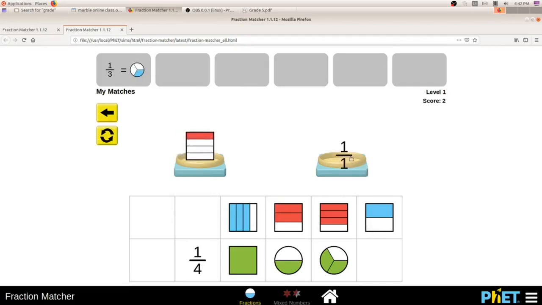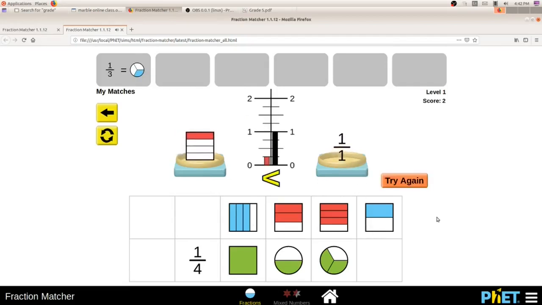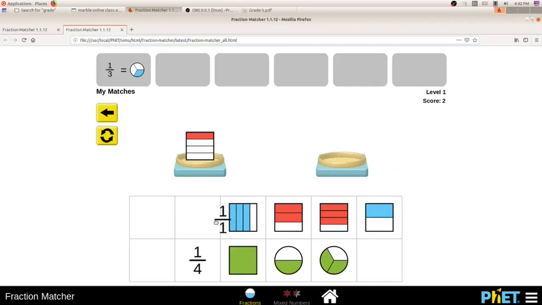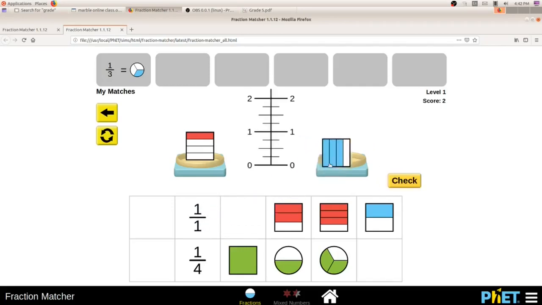Suppose I am doing this one. I check, so the answer is wrong for the first time, so it will show try again. Again I am doing the mistake, and check again, it will show answer. If I am doing the mistake for the second time, it will show the show answer button.